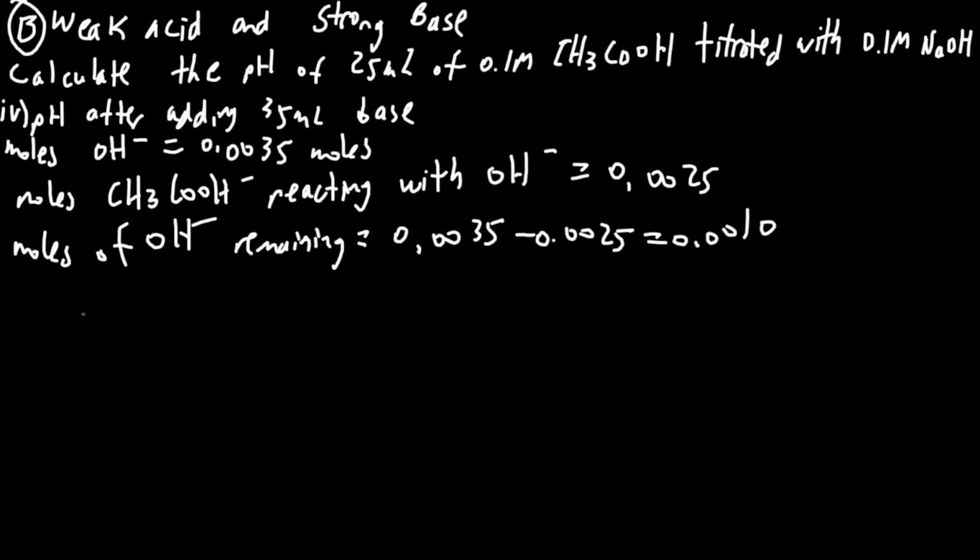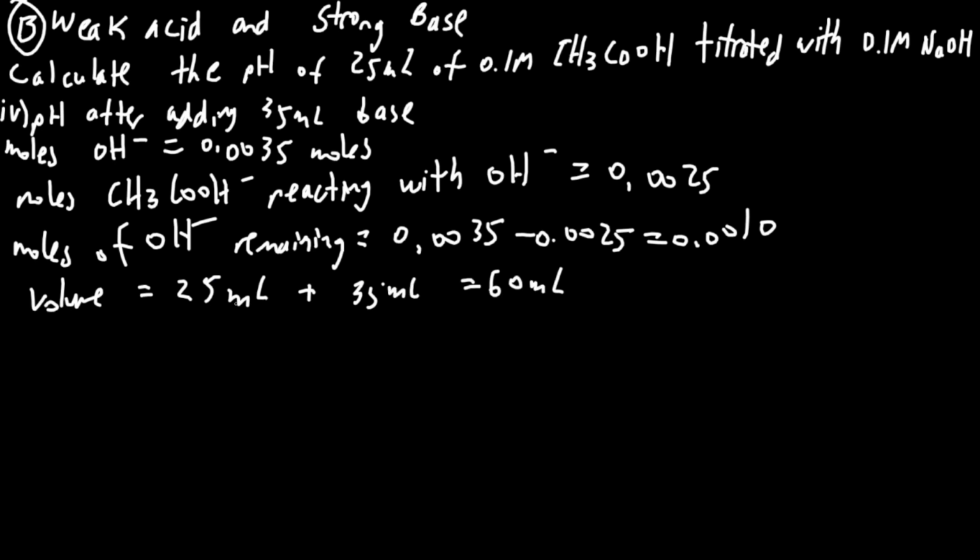What happens to pH after adding 35 milliliters of base? So for moles of OH minus, this means that you have 0.0035 moles of your base. Moles of CH3COOH reacting with OH minus, this means that you have 0.0025, so all of it is going to react with the base. And how much of it is remaining? Well, 0.0035 minus 0.0025 gives you 0.001 moles of the OH minus remaining, of the base remaining. So from here, the volume, you have 25 milliliters initially of your acid plus 35 milliliters of your base. This means that now you have 60 milliliters in total.